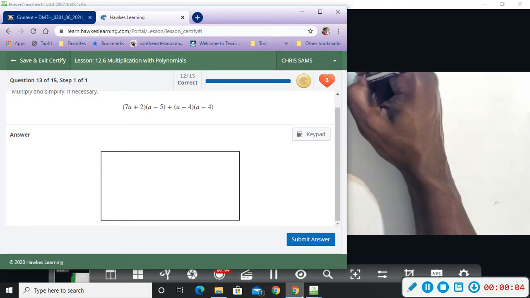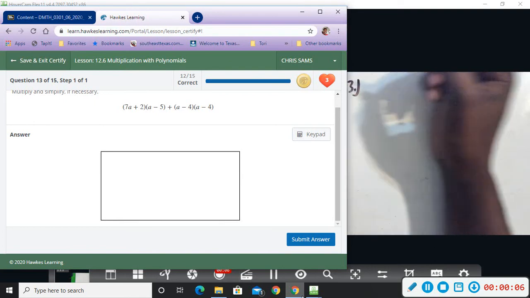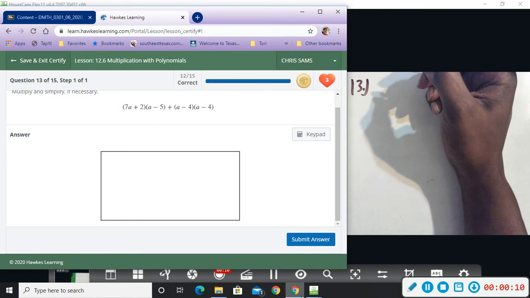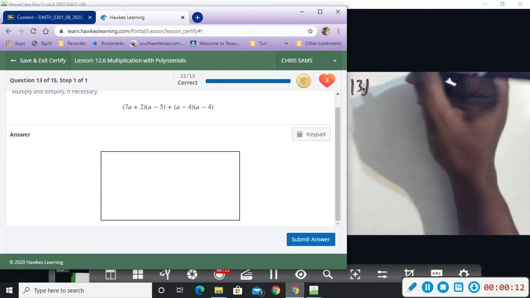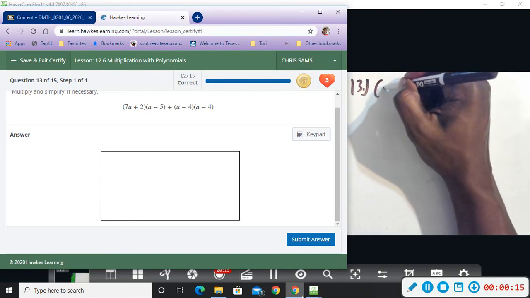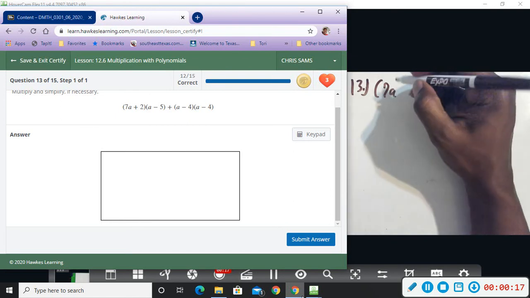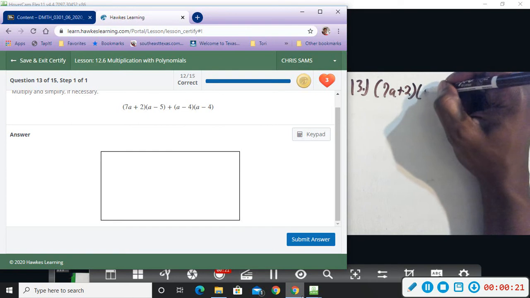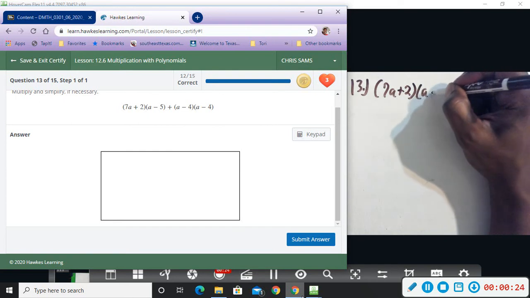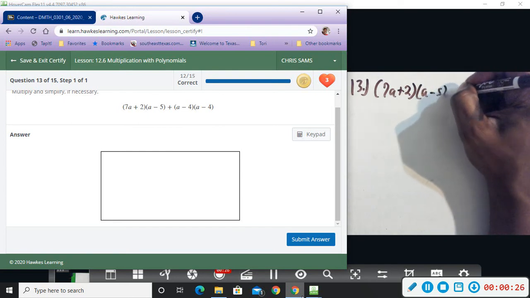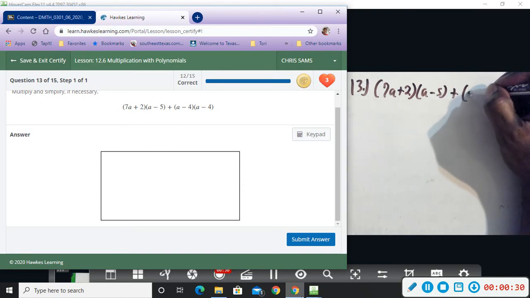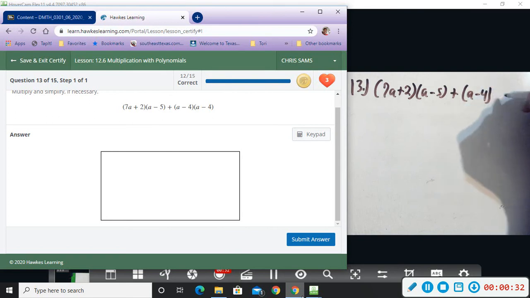Number 13 looks to be a pretty long one. So we have basically two FOIL problems, and then we're going to add like terms. So (7a + 2) times (a − 5) plus (a − 4) and (a − 4).